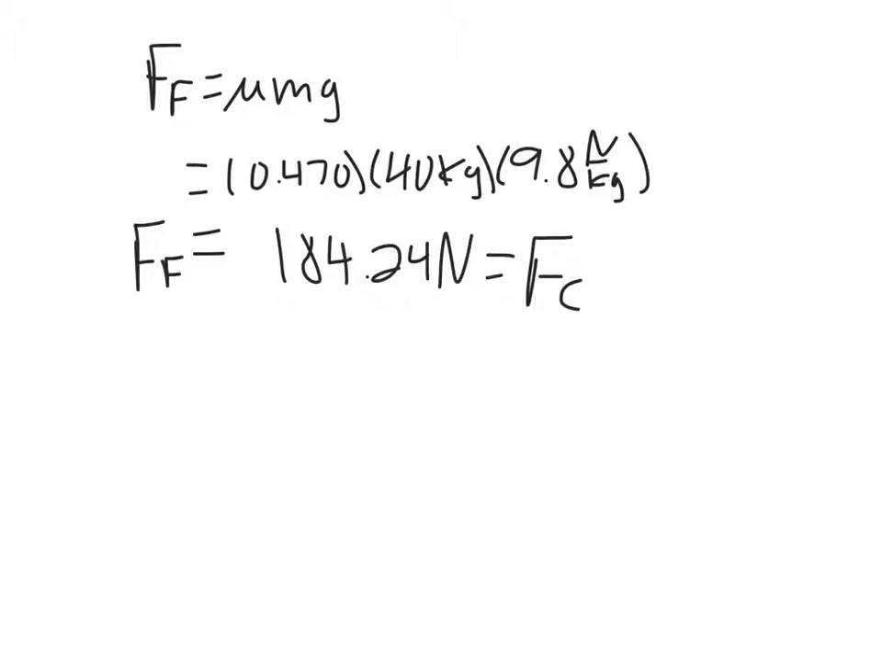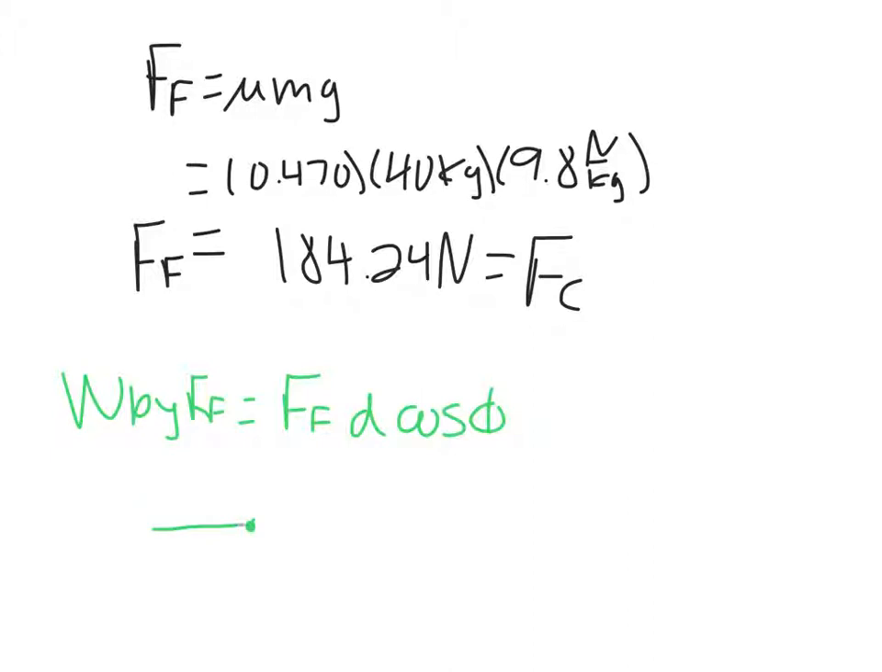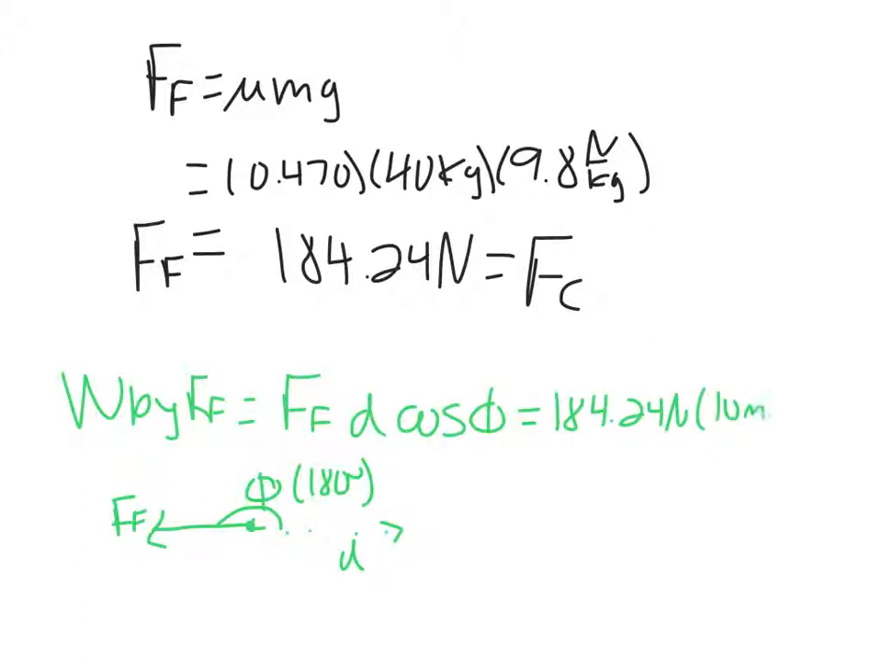So now that we have the force, we can figure out the work being done. Let's start with the work done by friction. That's going to equal the frictional force times the distance times the cosine of the angle between the two. So we know that friction goes to the left, and we know that the box is moving to the right. So the angle between those two, phi, would be 180 degrees. So work done by friction equals 184.24 newtons times the distance it moves, 10 meters, times the cosine of 180 degrees.